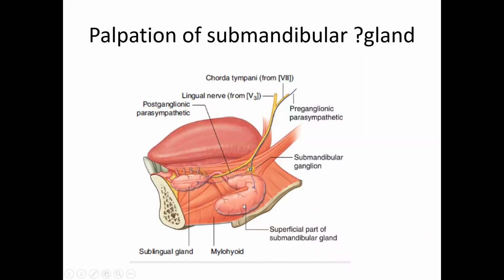Of course, if you can feel the structure bidigitally, it has to be a salivary gland only, because there is no lymph node in the oral cavity. Lymphadenitis can be palpated only externally. It can't be felt internally.